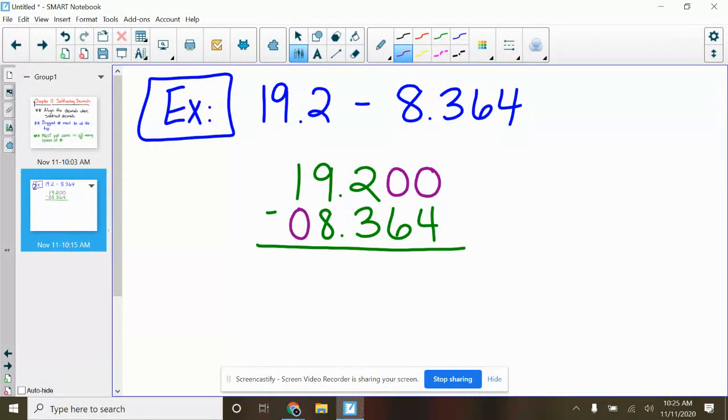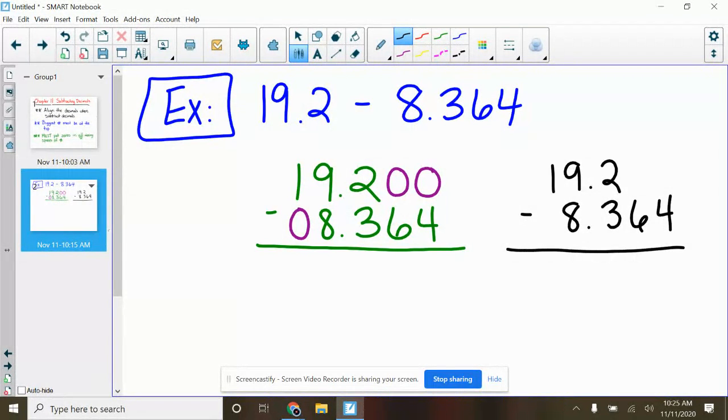Okay, so let's go back to what this problem was a minute ago. A minute ago, this problem was 19.2 minus 8.364. And I asked some of you to be honest with me. I said, if we didn't fill in those zeros, how many of you would have stuck a 4 under that line? Look how many of you would have done that. And would you have ended up with the right answer? No. And I bet if you would have stuck a 4 under that line, then in the next place you probably would have stuck a 6 under that line.